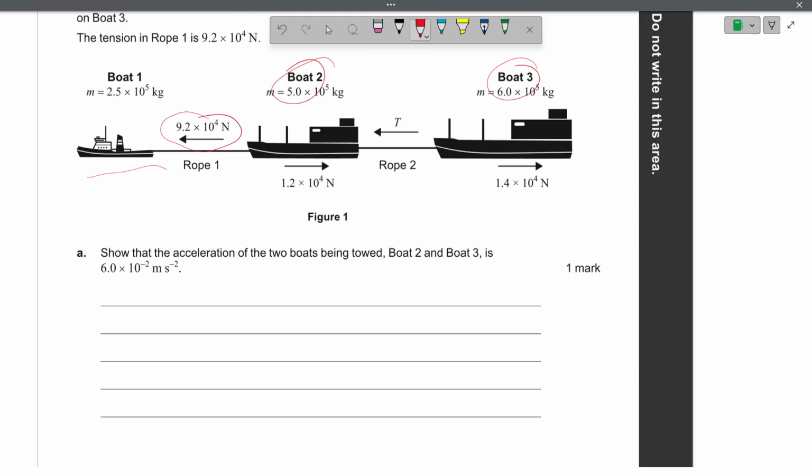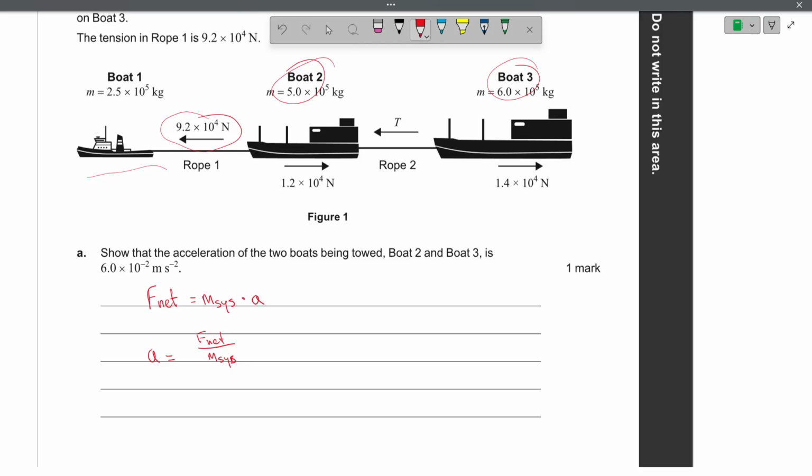Alright, so if we're trying to work out acceleration, there's not really any other information that we could use in here other than using F equals ma, right? So the net force acting on boats 2 and 3 combined as a system will be equal to the mass of that system times the acceleration of that system, and that's what we're interested in finding. What is a? So if I do some rearranging, a equals the net force on the boat 2, boat 3 system, divided by the total mass of boats 2 and 3.